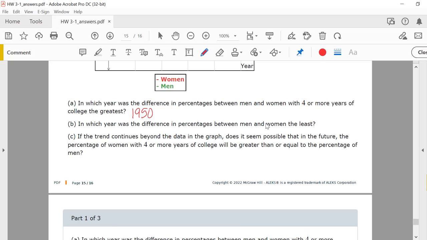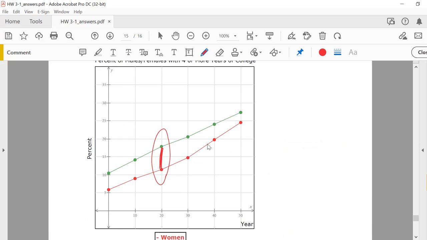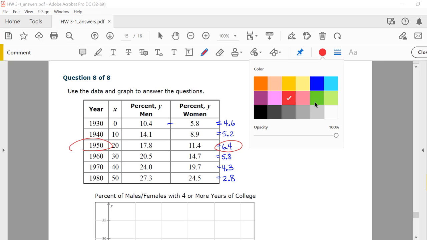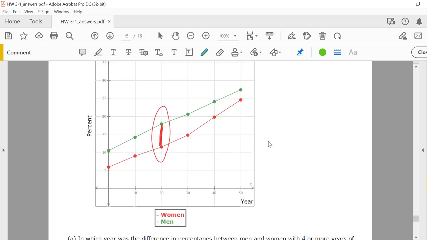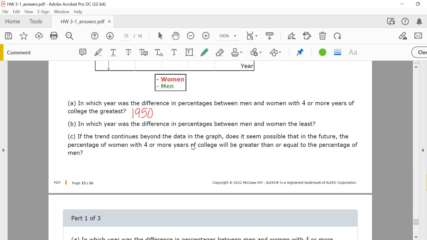In which year was the difference in percentages between men and women the least? For part B, where is it the least? I'm going to go up here and do exact numbers. 4.6, 4. Ooh, the least is 2.8. That's in 1980. Right here would have been in 1980. That difference in percentages is the least.